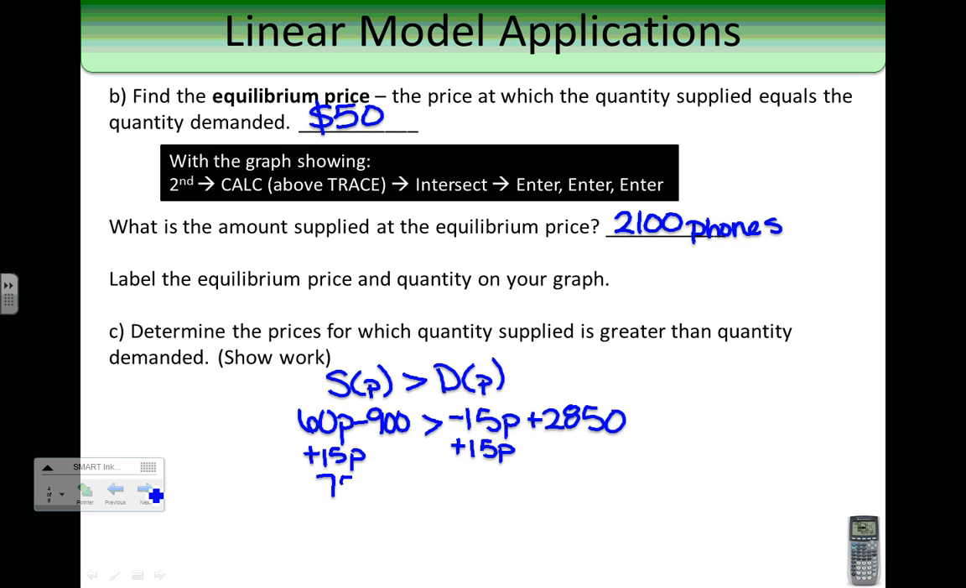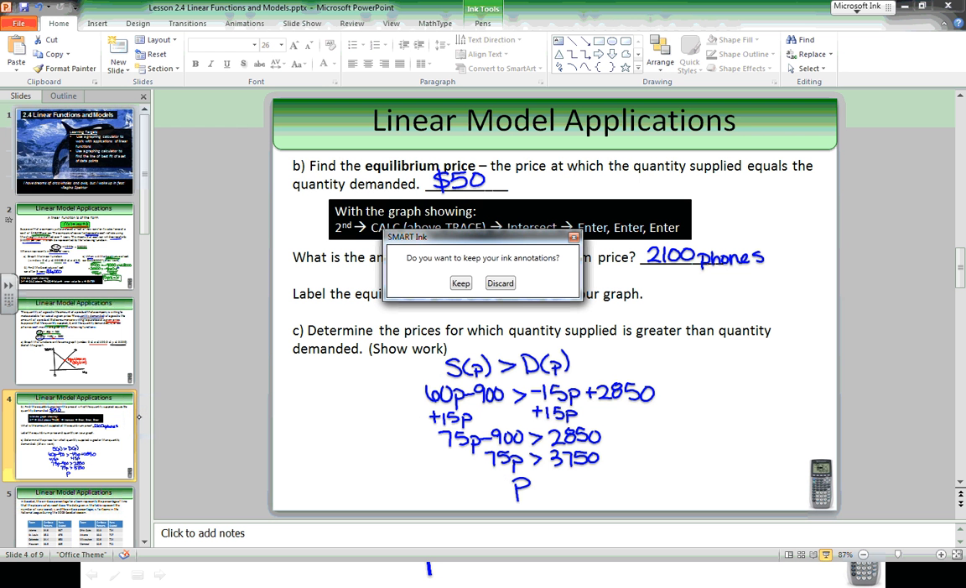So solve for our price. 75p minus 900 is greater than 2,850. Add 900 to both sides, so 75p is greater than, adding 900, 3,750. Divide both sides by 75. Let's do that in the calculator really quick.